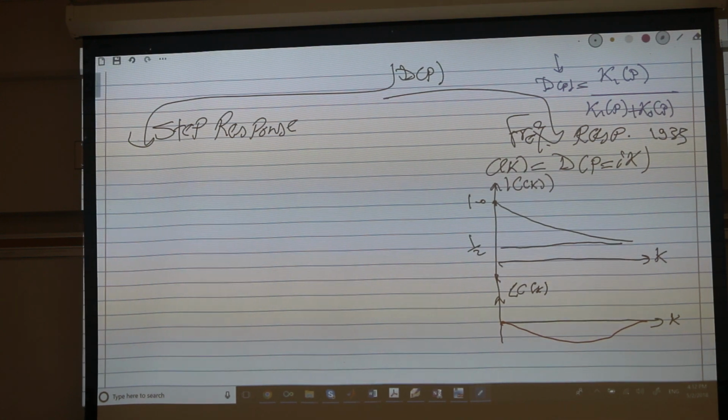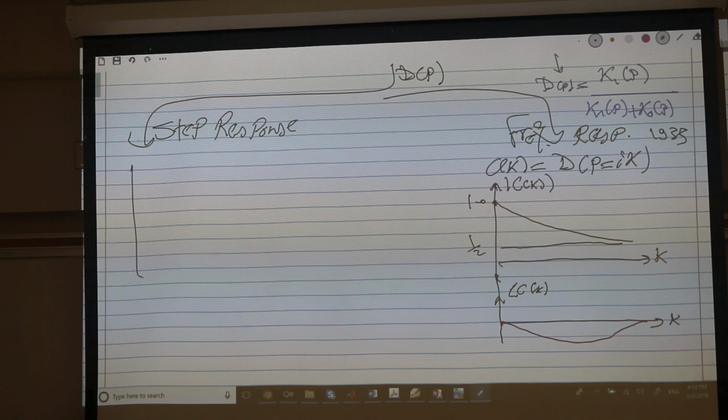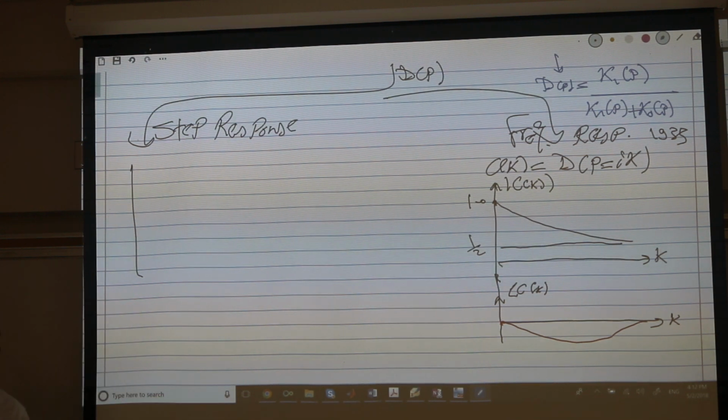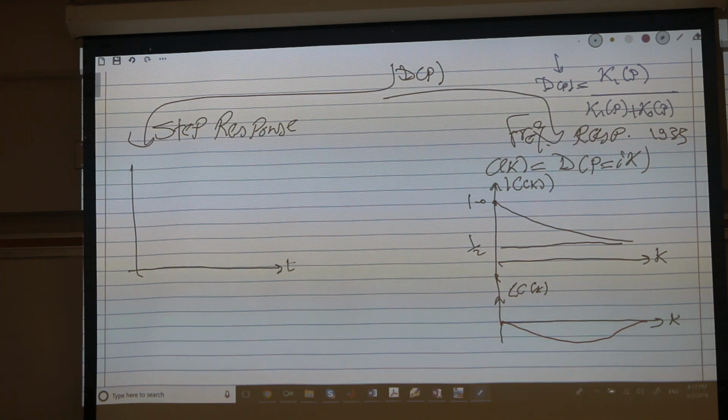This is our frequency response, which is determined by Theodorsen, 1935. What is the step response? Anybody remember what the step response corresponding to Theodorsen is? It's the Wagner function. Here, this is our s, our time, so it's non-dimensional time, Ut over b. Okay? And this is the Wagner function.